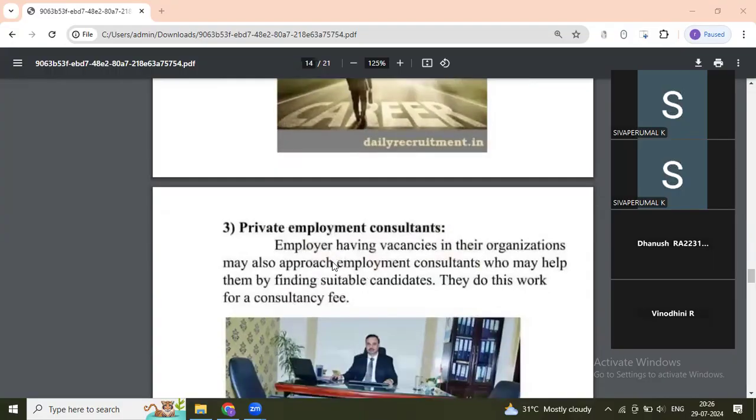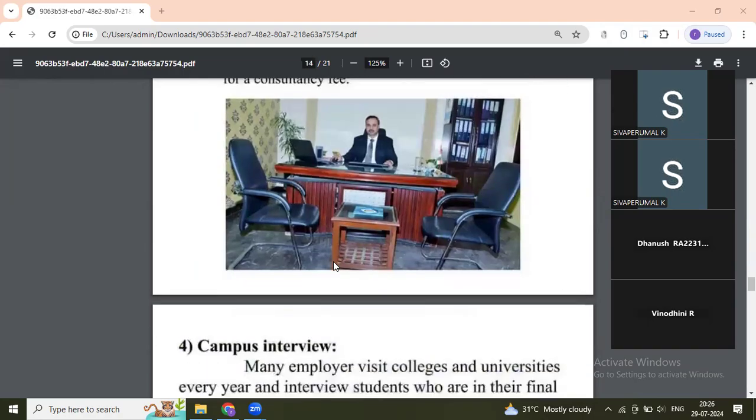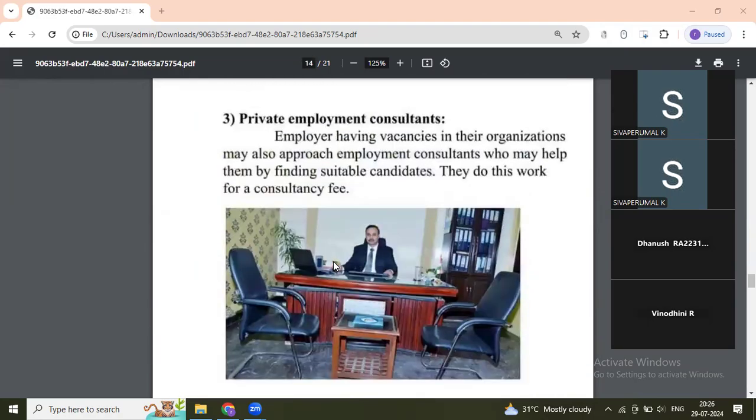And the third one is private employment consultancy. A perfect example is security posts, right? Whoever needs recruitment, the company doesn't go for interviews. It goes for neither internal recruitment nor outside recruitment. It gives the chance to another person.